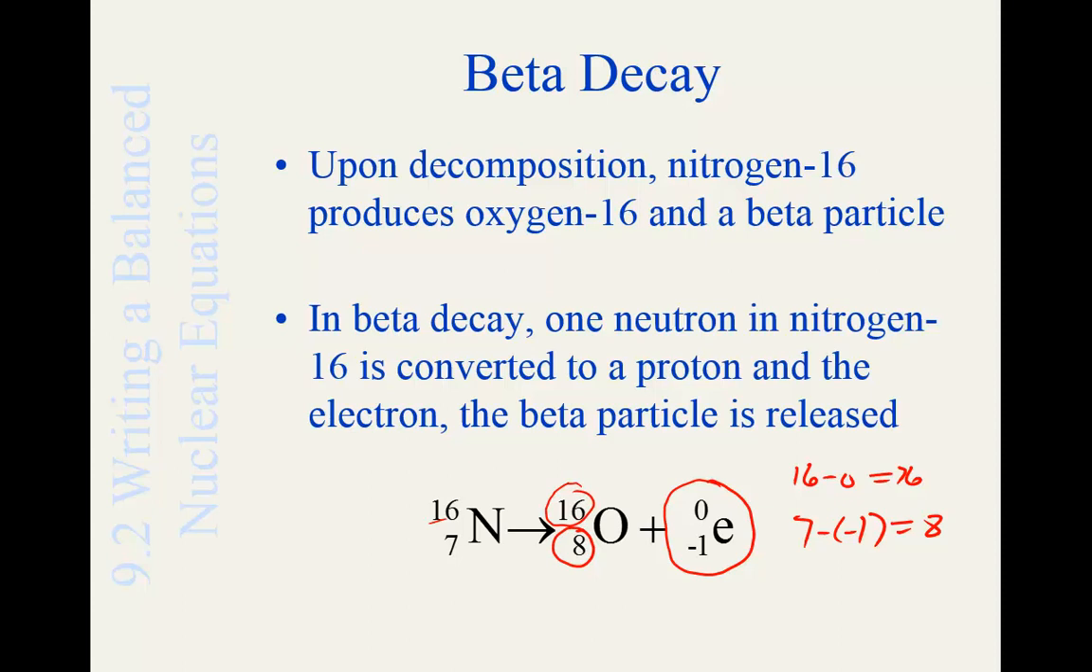The other thing you could do is you could have this as a blank and be asked to determine what that is. So you'd say 16 minus 16 is 0. And 7 minus 8 equals negative 1. So we'd have 0 as a mass number, negative 1 as the atomic number, and that is an indicator of a beta particle.